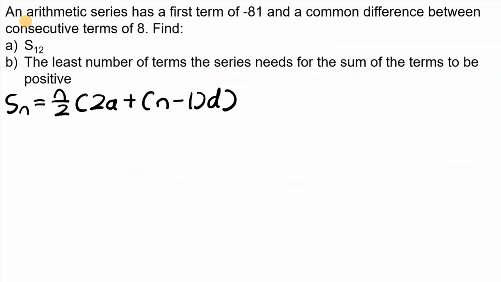Okay, so here's an example question where we're told an arithmetic series has a first term of minus 81 and a common difference between consecutive terms of 8. And for part a, we need to find S12.